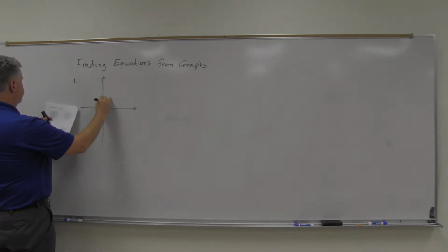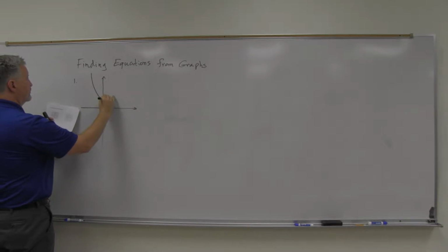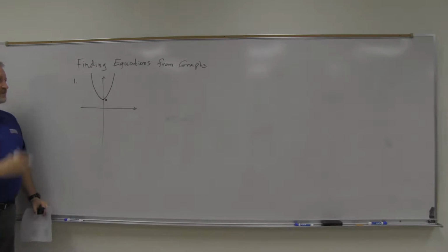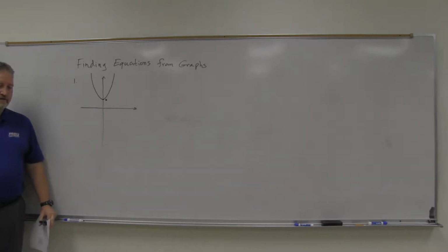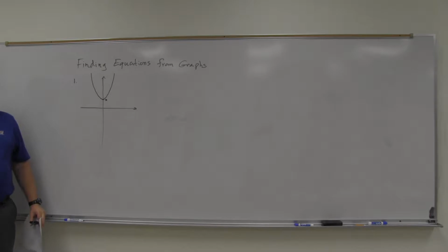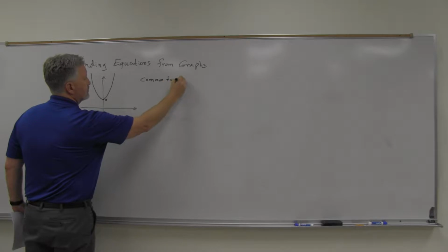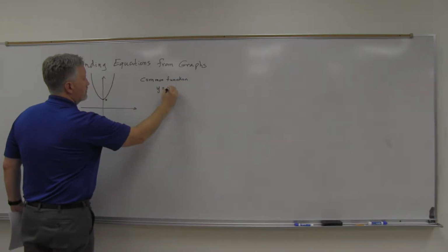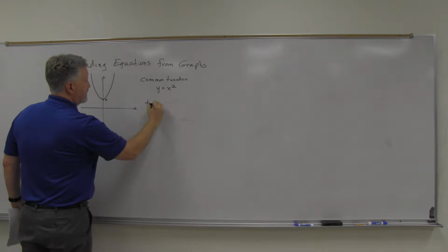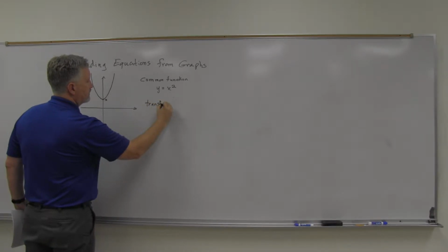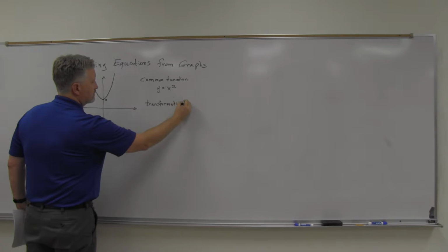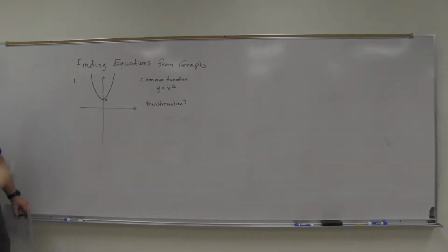Number one. Let's see, that's up at 3, isn't it? All right, so I've got this shape here, which hopefully reminds you of the x squared graph. That's our common function here, the x squared graph. But there's a transformation going on, isn't there? How is the graph in number one related to the x squared graph? Well, it looks like the x squared graph has been shifted up 3 units, right?